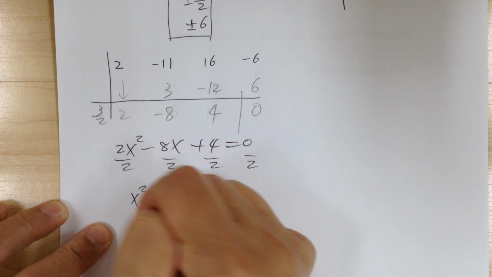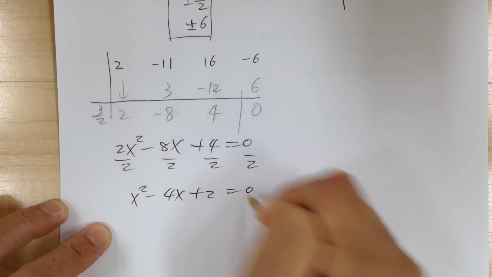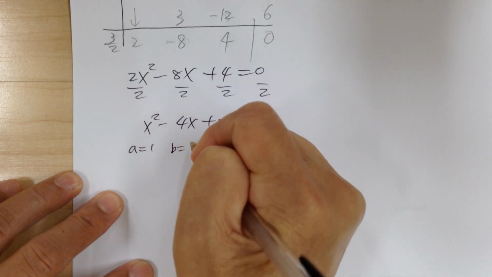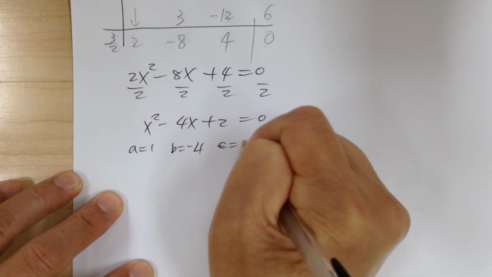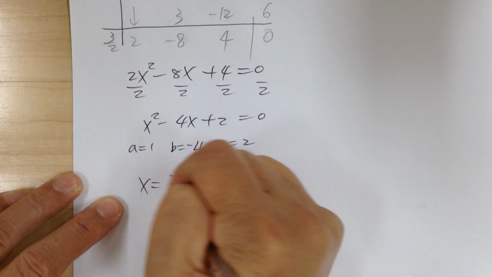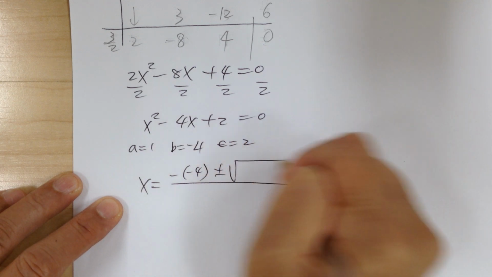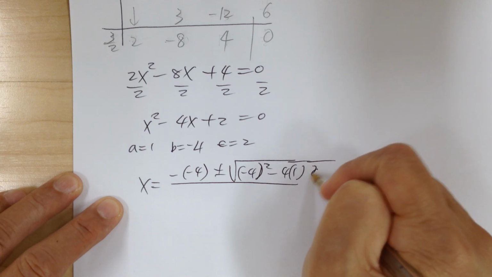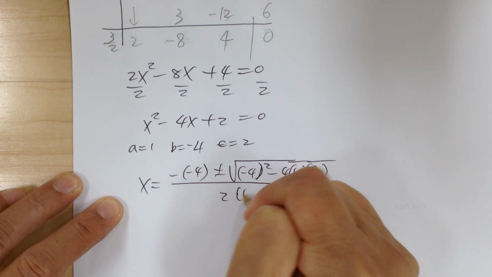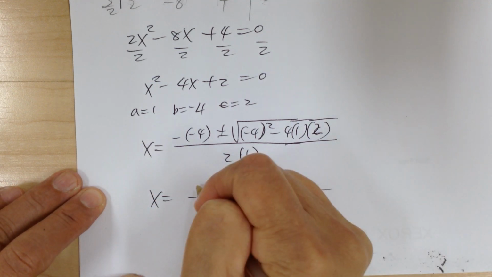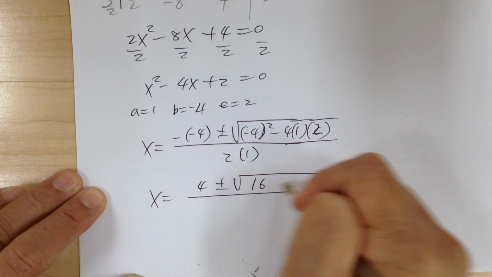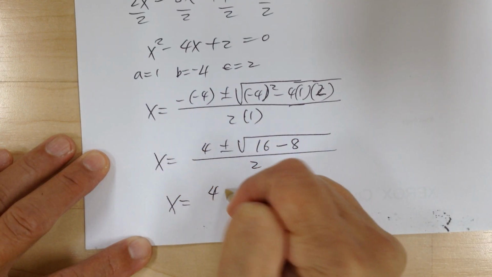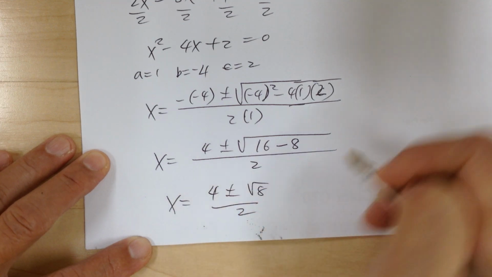Okay, so I got x squared minus 4x plus 2 equal to 0. And this is not factorable, so use the quadratic formula. x equal to negative b plus or minus square root of b squared minus 4ac over 2a. So x will equal 4 plus or minus square root of 16 minus 8 over 2. So x will equal 4 plus or minus square root of 8 over 2.